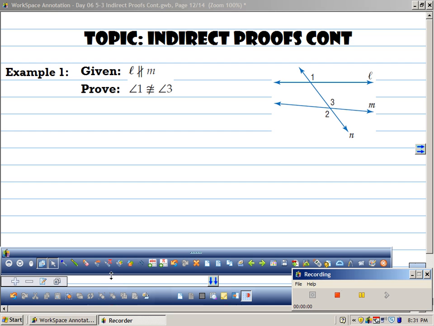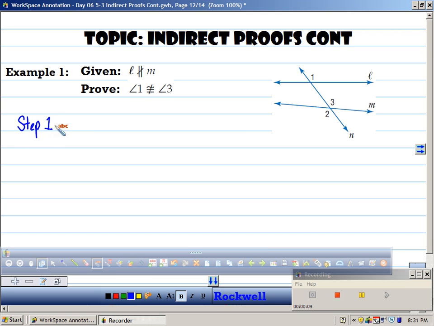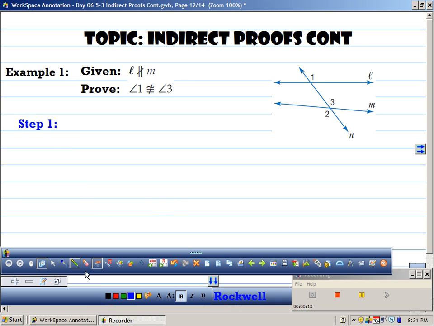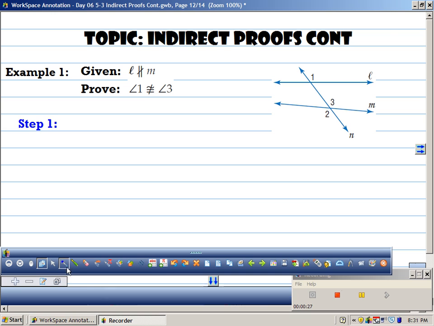So today we're going to talk about indirect proofs. Let's begin by writing on step number 1. Indirect proofs are written just a little bit differently than we've been doing so far. So instead of having, let's say, a 2-column proof, we'll be working with a paragraph proof. So it's written in 3 separate steps.